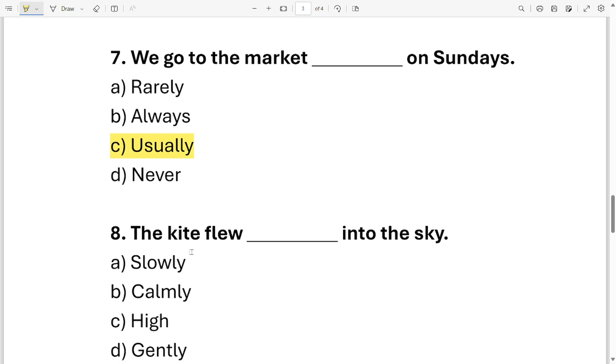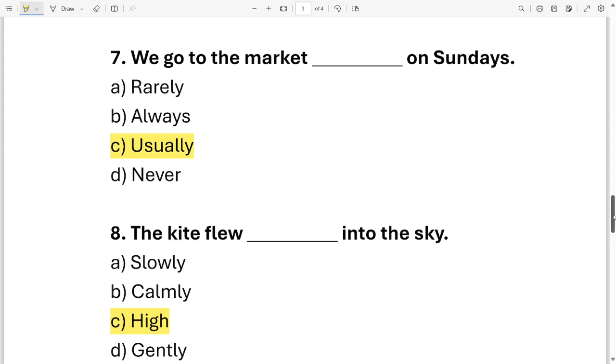Question number 8. The kite flew dash into the sky. Options are slowly, calmly, high, gently. These are the 4 options. Which one is correct? Is A correct? Is B correct? Is C correct? Or D is correct? Who is going to answer quickly? Let's see who answers quickly. It is option C. The kite flew high into the sky.